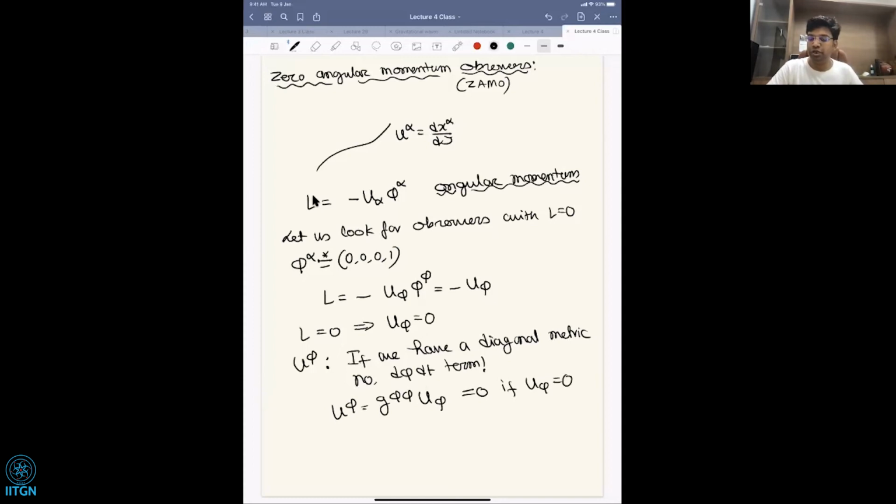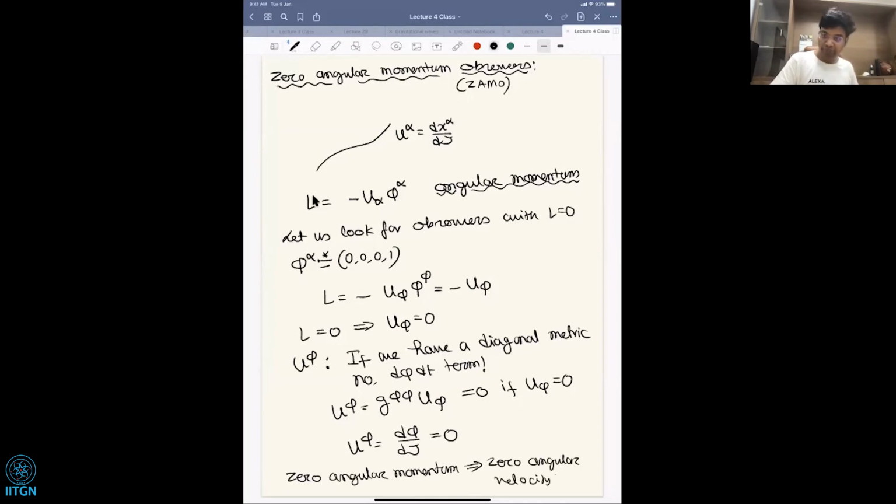Now, what is u phi? Capital U phi is d phi d tau. Because it's a proper time, I can think of this as equal to 0. Good. So it means the angular velocity is also 0. So in any space-time, including flat space-time, it is obvious that if an object has no angular momentum, it will not have an angular velocity. So 0 angular momentum implies 0 angular velocity. This is what we are used to.